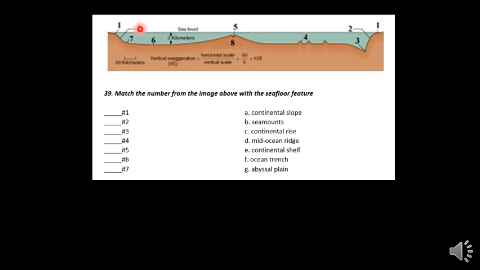Continental rise and continental slope, you can get those mixed up really easily. But the continental slope is what the material slides down on. It's like a slide, the big one. And the rise is right at the bottom where it piles up.